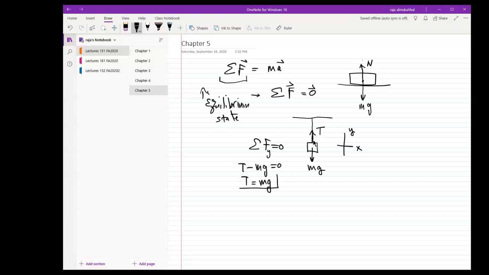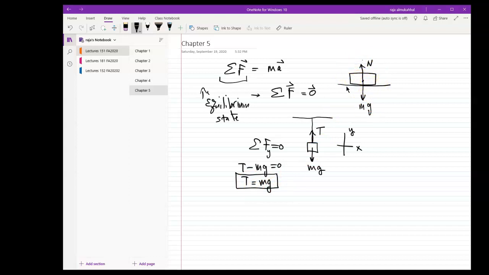Just like the action-reaction law: for every action there is a reaction, equal in magnitude and opposite in direction. As you can see, they are opposite in direction here, but they are equal in magnitude. The same thing applies for the book sitting on the table like that.